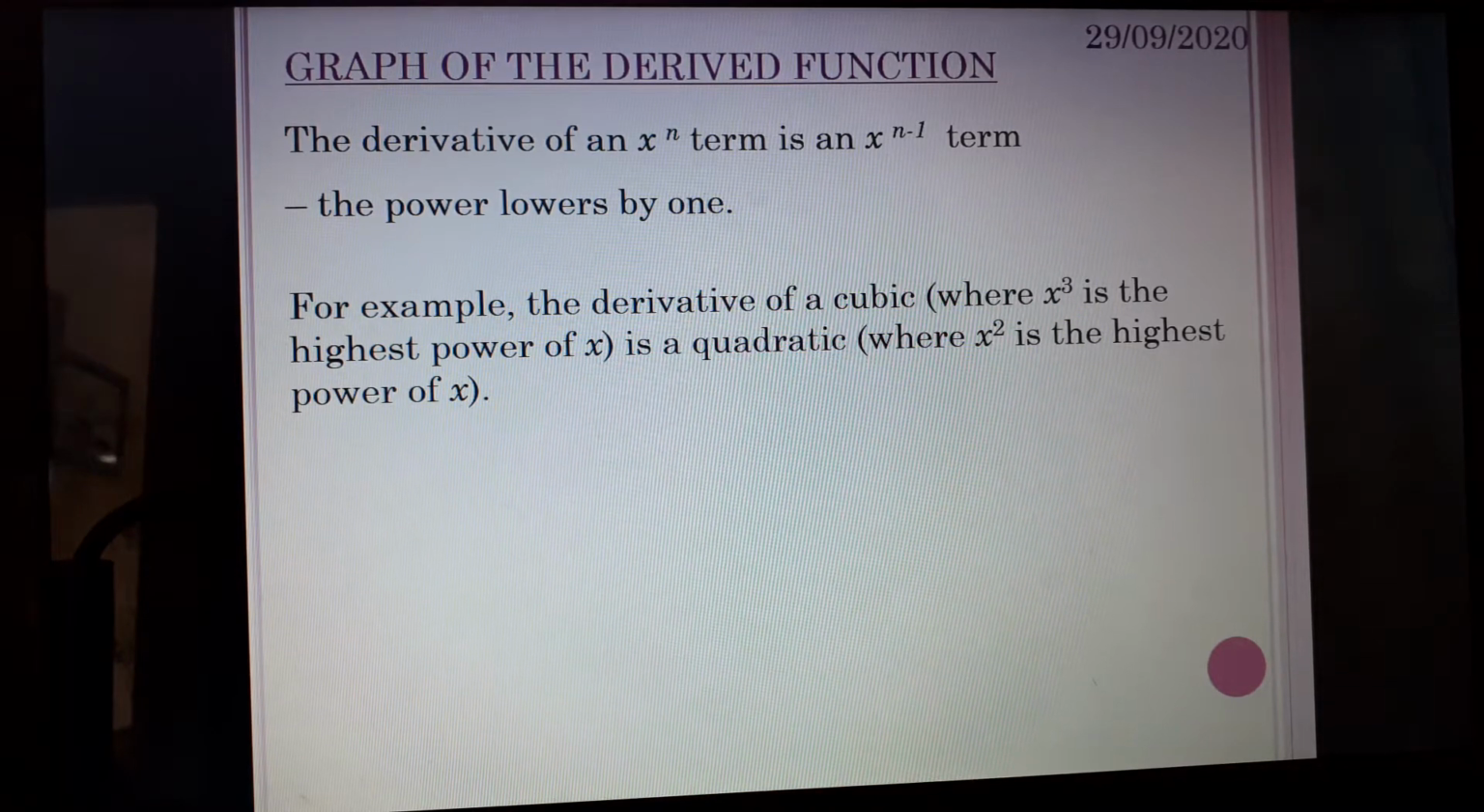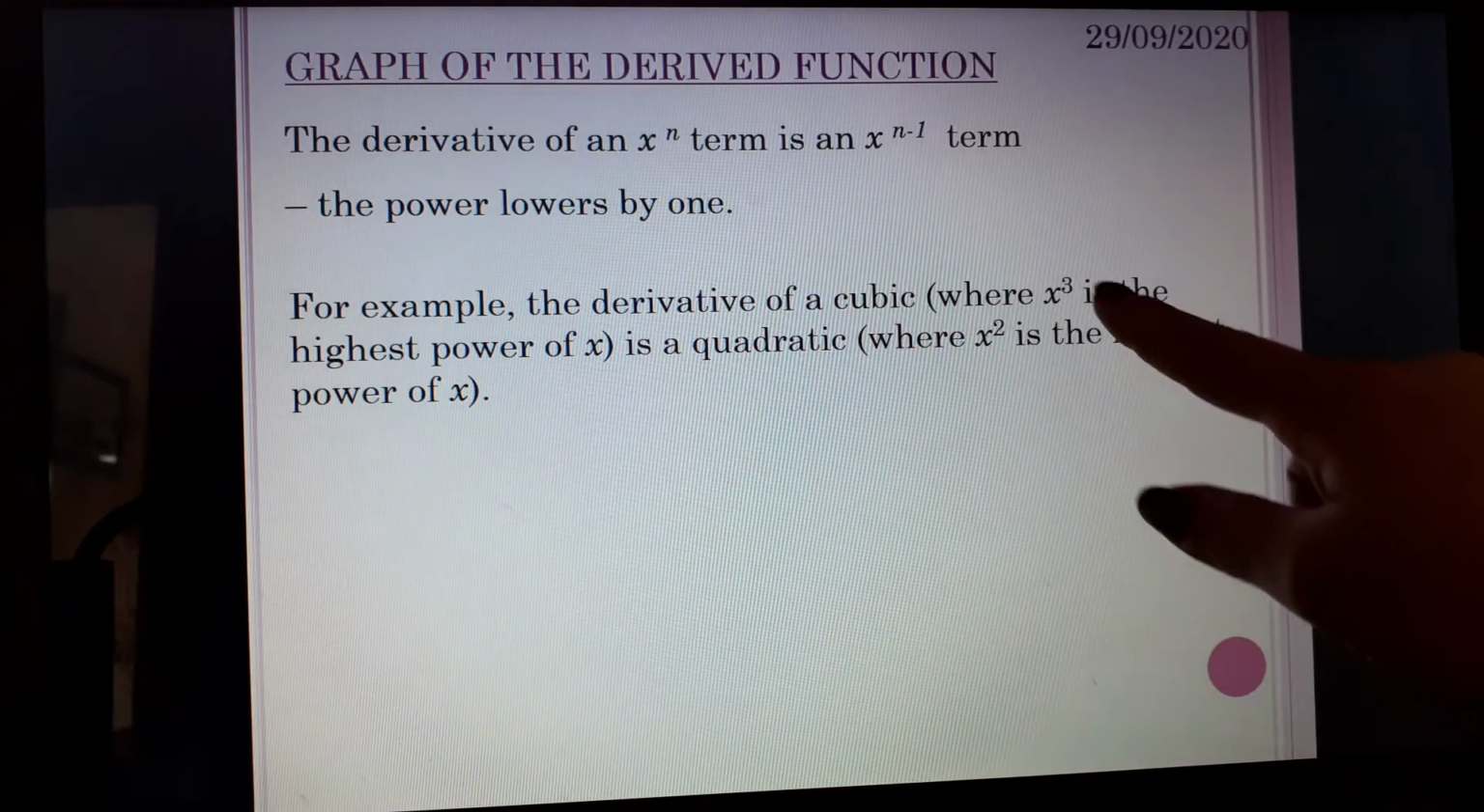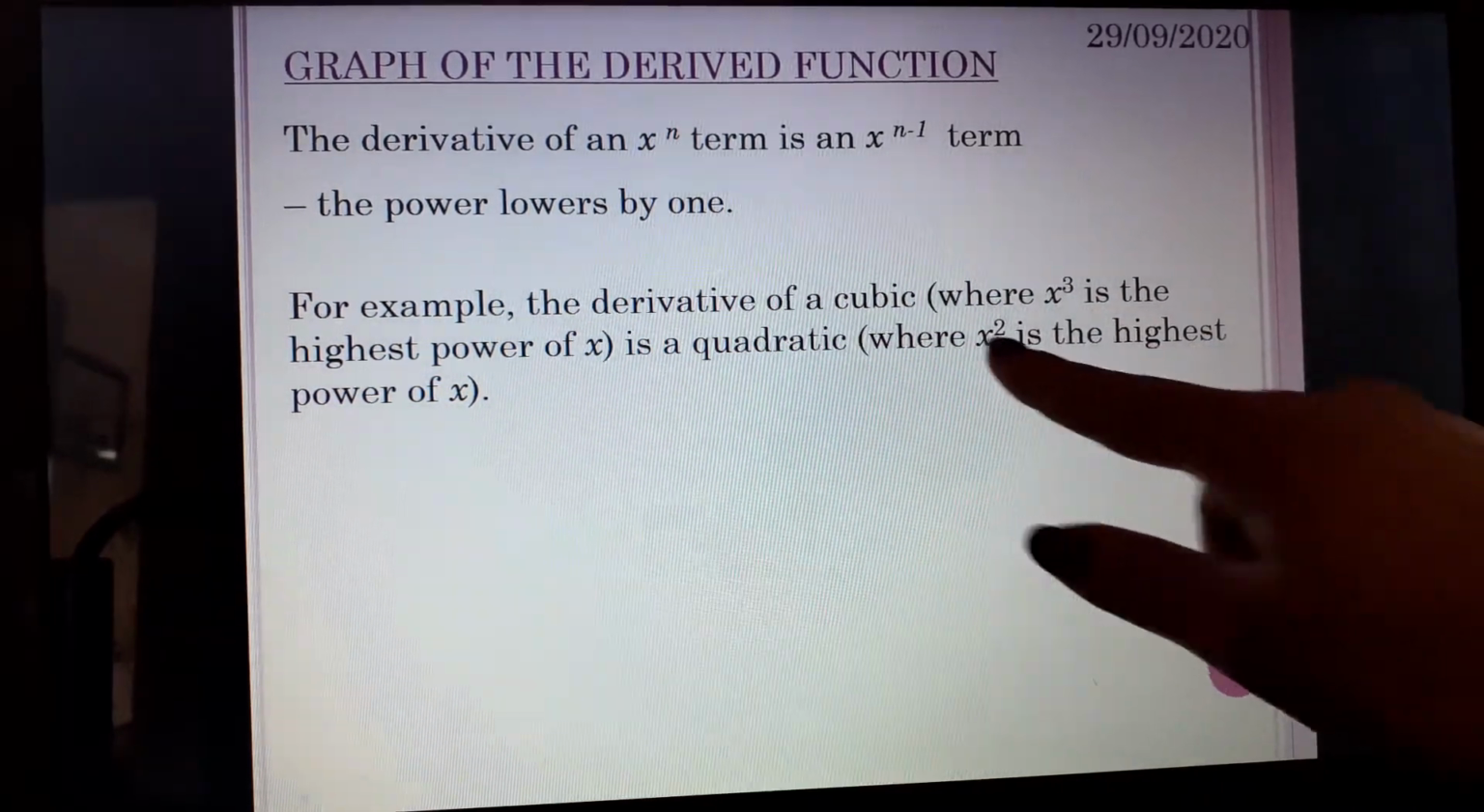the highest power of x would be a quadratic. The x cubed would become an x squared, obviously dependent on coefficients and so on. We haven't differentiated properly here. I'm just showing you that the power of an x cubed when differentiated becomes an x squared.